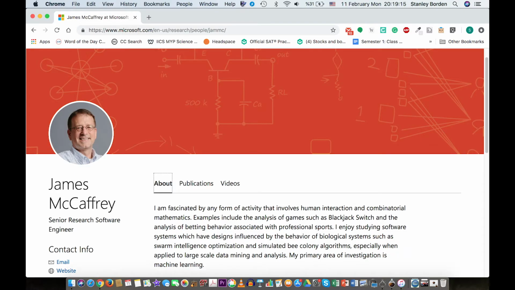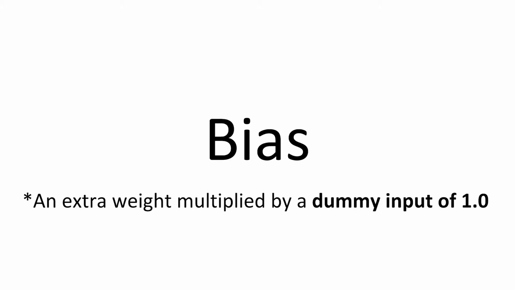But luckily, this man named James McCaffrey, a researcher at Microsoft, cleared it up pretty well. He says that it is basically an extra weight multiplied by a dummy input of 1. That's all we really need to know about the bias for right now. Just consider it another weight. And as I'm speaking, when I'm talking about the weights and the biases, I may just be saying the weights, considering that it is really just a weight.